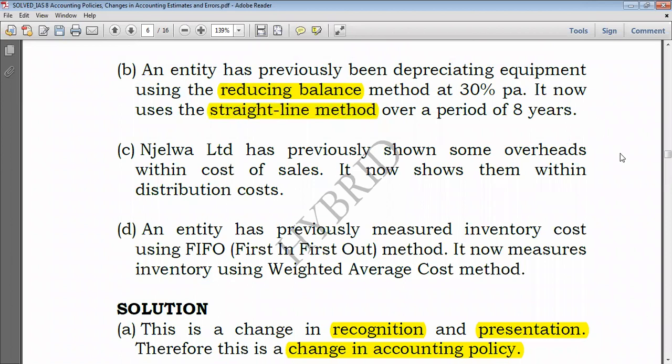Changing the depreciation method, I told you, the depreciation method is usually changed when there is a change in pattern of use. You find that initially the asset was being used heavily, so the initial years should have high depreciation and the later years low depreciation. But now you want to use the straight line method because you now see that the pattern of use is the same over all years. So this is a change in accounting estimates.